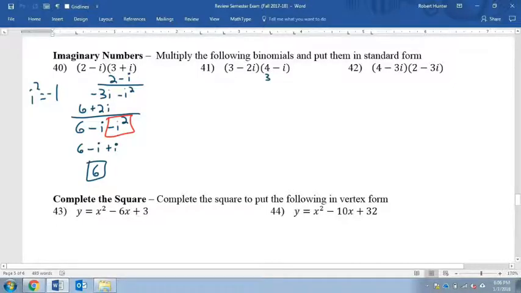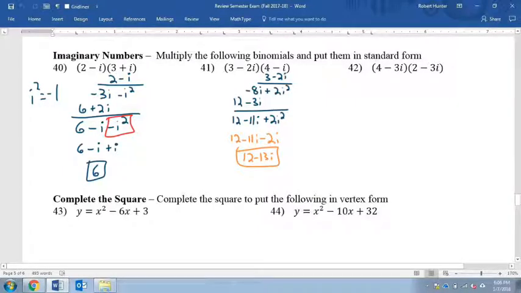So 3 minus 2i. Negative 2i times negative i is positive 2i squared. Negative 2i times 4 is negative 8i. 3 times negative i is negative 3i. And 3 times 4 is 12. So I got 12 minus 11i plus 2i squared. And again, that 2i squared becomes a negative because, remember, i squared is negative 1, so it's 12 minus 11i minus 2i, and 11 plus 2 is 13. So 12 minus 13i.